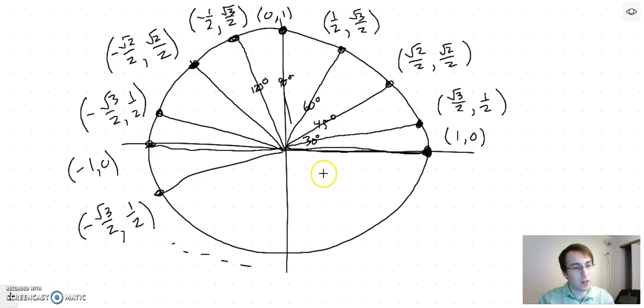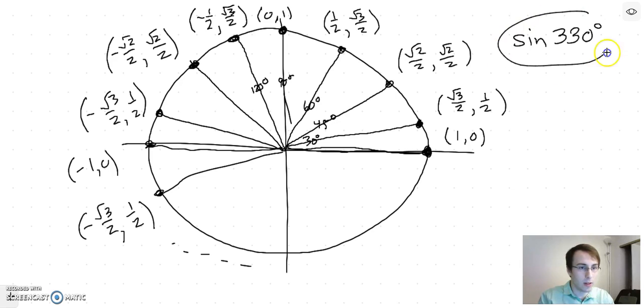So, say you wanted to find sine of 330 degrees. Well, you could look at the unit circle and say, this is like 30 degrees before 360 degrees. The whole thing is 360 degrees. So 30 degrees beforehand is going to be right here.